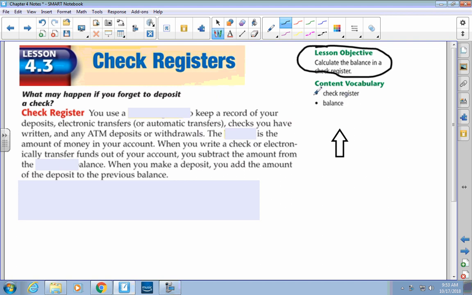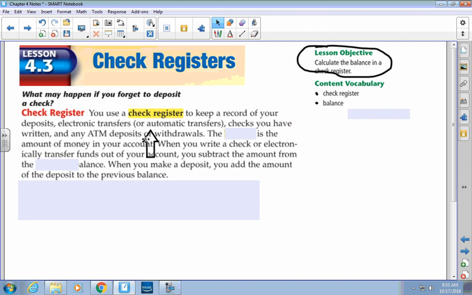So we need to first find out what a check register is and what a balance is. Okay, so let's fill in our notes. A check register. You use a check register, so fill that in, to keep a record of your deposits, electronic transfers, or automatic transfers, checks you've written, and any ATM deposits or withdrawals. The balance is the amount of money in your account.